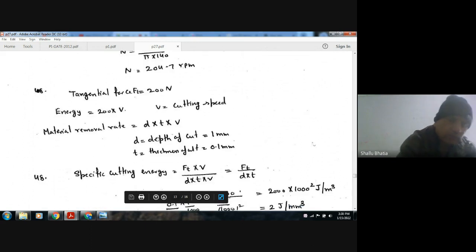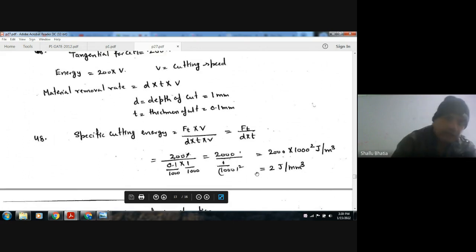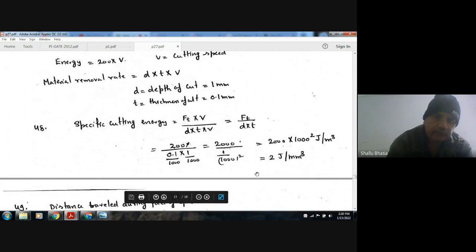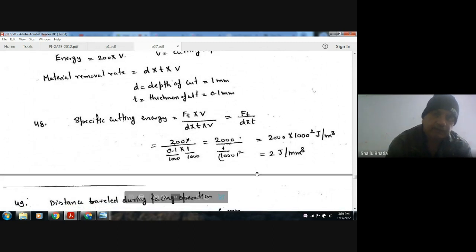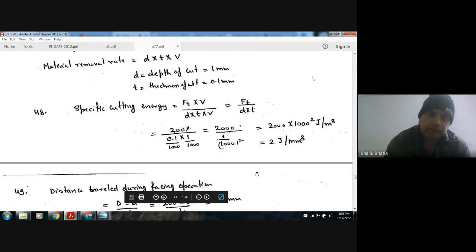Now the question number 48 is about specific cutting energy. Specific cutting energy is Ft into V, which is power, divided by the metal removal rate. So V and V cancel out, and it will be Ft by d into t. Ft is 200, d is 1 mm changed into meter, and thickness is 0.1 mm changed into meter. So the specific energy will be 2 joules per mm cube.